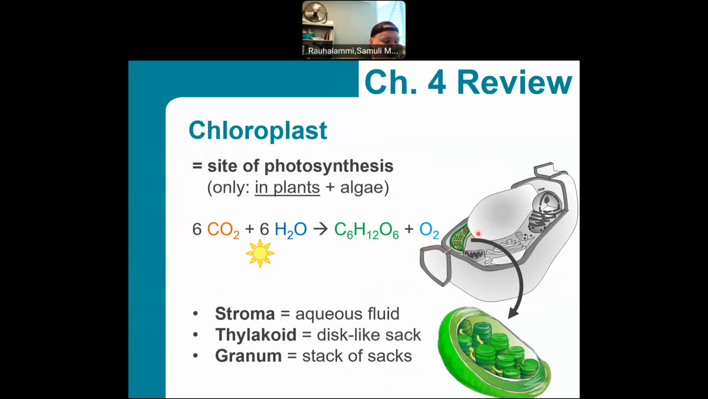So we find chloroplasts in plants and also in algae. They're an important structure for the process of photosynthesis, which I think you've learned about before. Here we have a diagrammatic representation of a chloroplast. We see the stroma, the fluid inside the chloroplast. We see these disc-like sacs piled on top of each other. They are known as thylakoids. And then you have the granum, which is the stack of these sacs on top of each other.